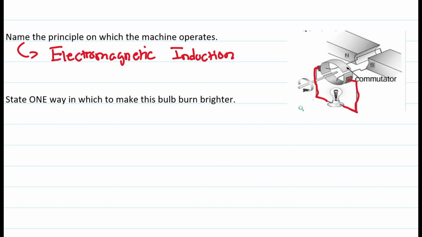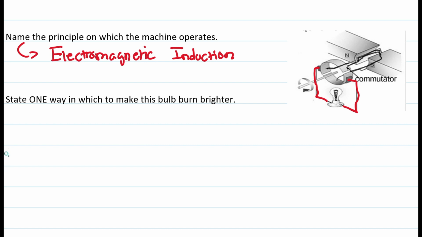The first one is to increase the number of coils. So here, let's say we have one coil. This is just a coil. When we increase the number of coils, let's say we have another coil here, and they are connected to this commutator. We have a lot of coils there. The current will be higher, and then the bulb will burn brighter.